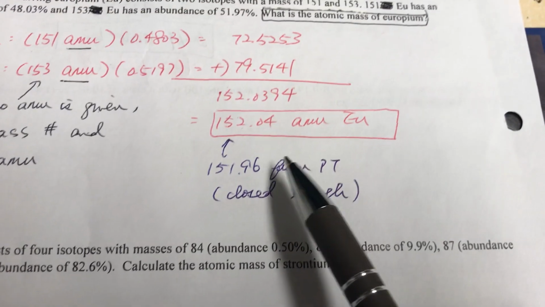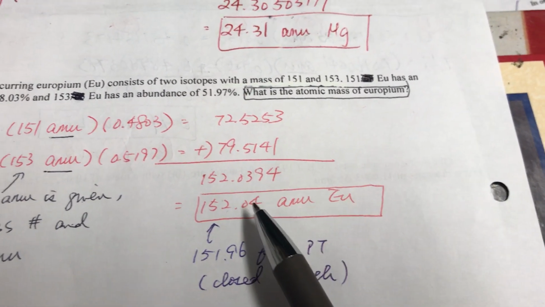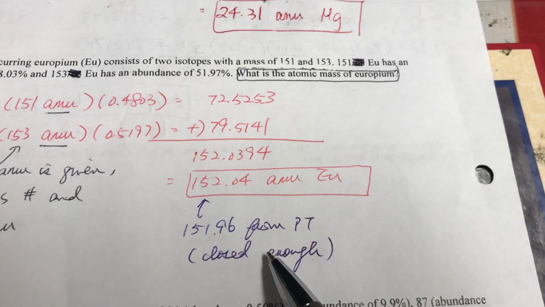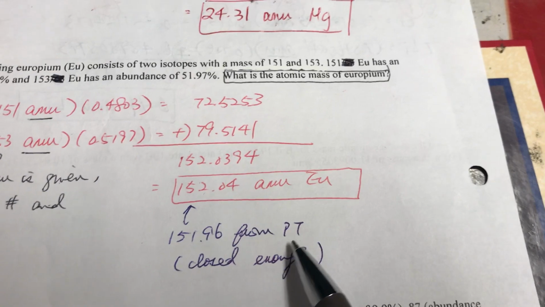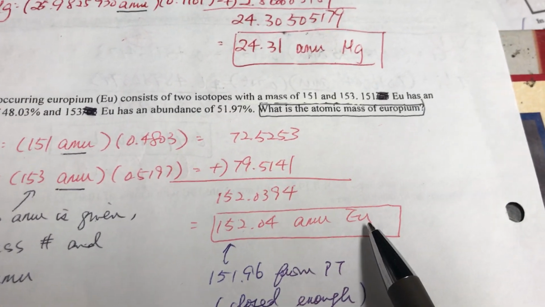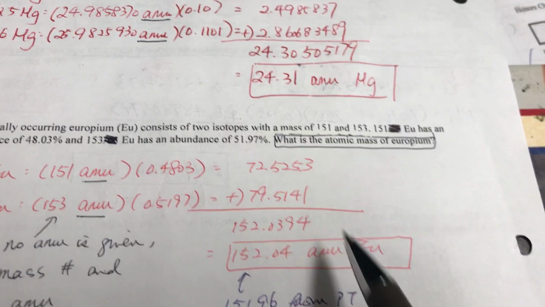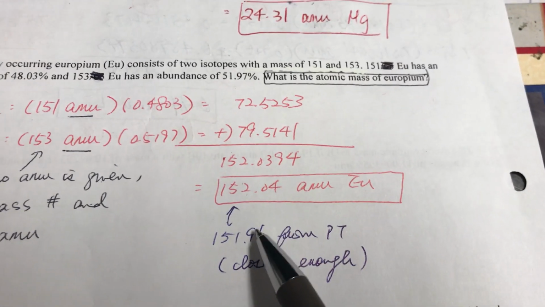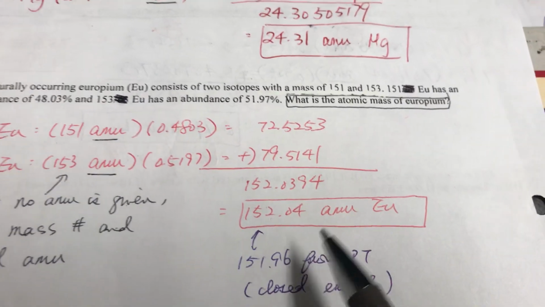So for example, this one, my AMU from the calculation is 152.04, but my AMU from the periodic table is 151.96. This is close enough. This is a good answer because we still actually have other isotopes with a very, very small percentage, so it will be off a little bit. I would say if the difference is less than 1, that will be fine.